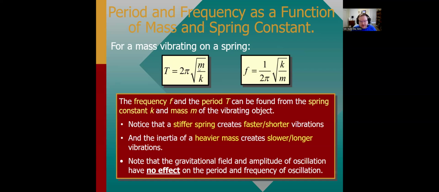Also, gravity doesn't matter, not even for a vertical spring. There'll be a question about, okay, what if you did this setup on another planet? How would the frequency change? For a spring, it wouldn't.